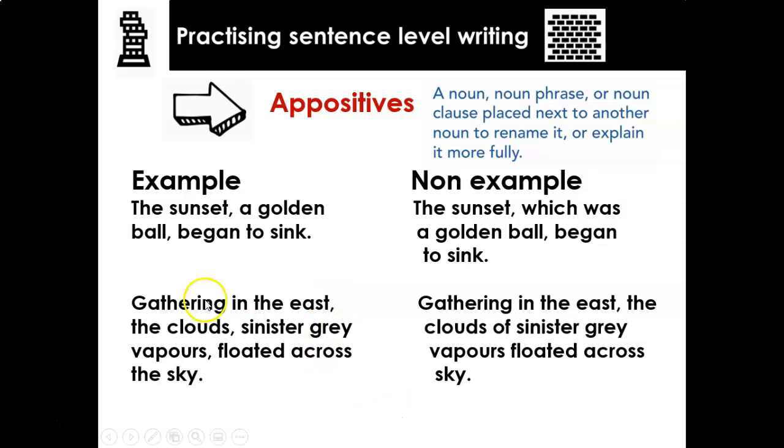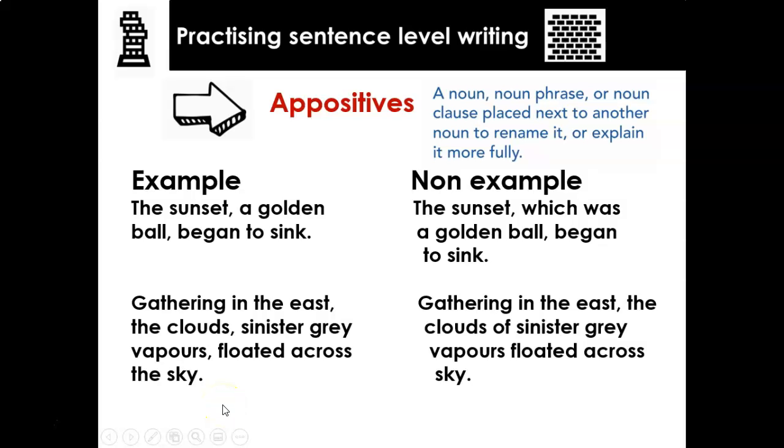Now, let's look at this one. Gathering in the east, the clouds, sinister grey vapours, floated across the sky. Now, this one's a little bit tricky, but it's still the appositive. So the first thing to do is think, well, what is the noun that's being replaced? So let's have a look then. Gathering in the east, the clouds. So there's our noun. And here it is being renamed. Sinister grey vapours floated across the sky.